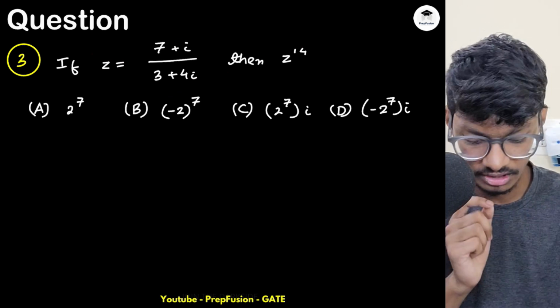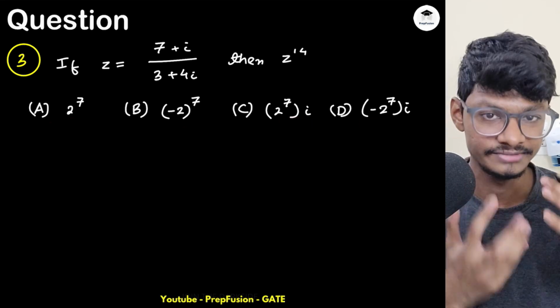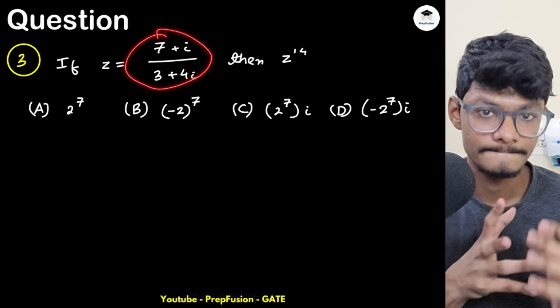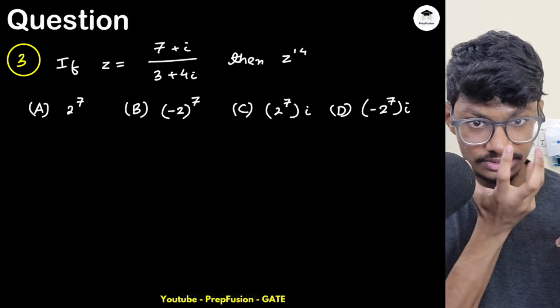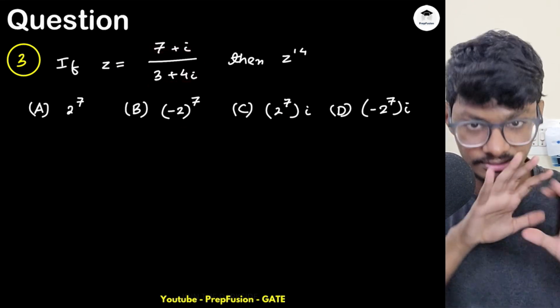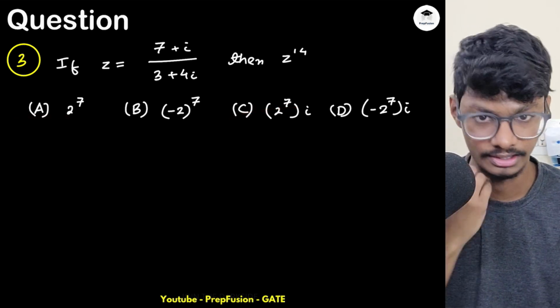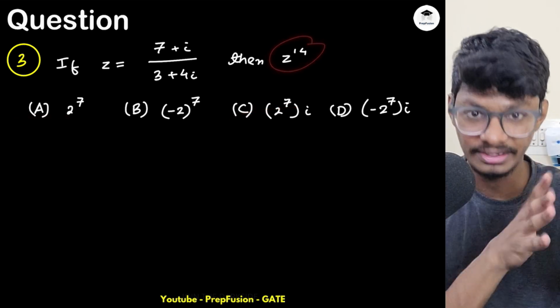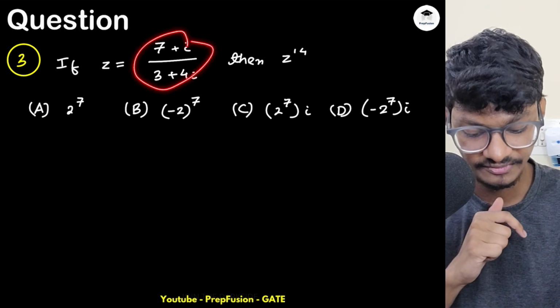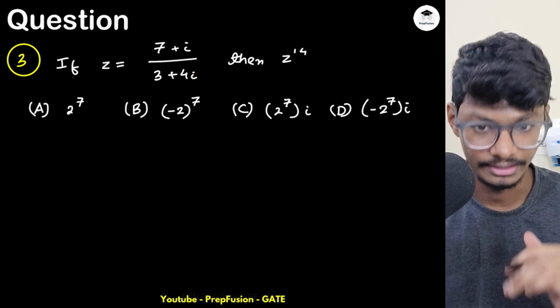So obviously, from the options itself I am observing that if I simplify this, something simple I will get, right? If I just rationalize this and keep the real and imaginary parts separately, from the options itself I am taking the hint. So obviously I won't multiply z 14 times. What I'll do, I will first simplify this and then I will see what pattern I am getting.